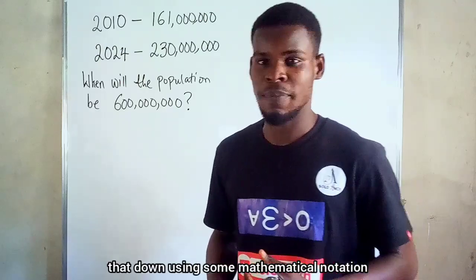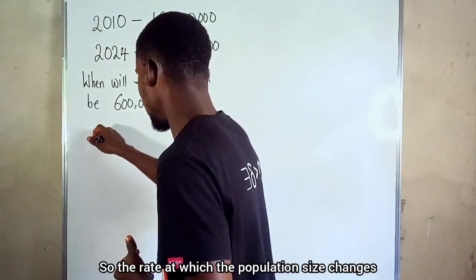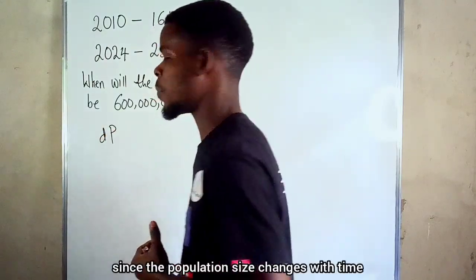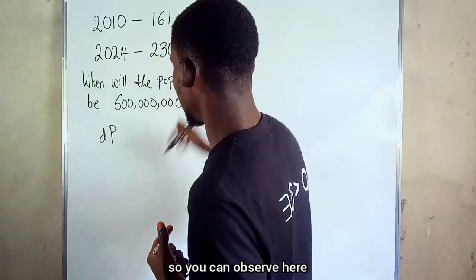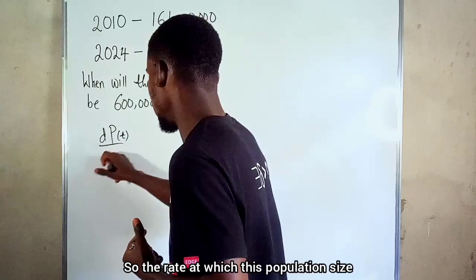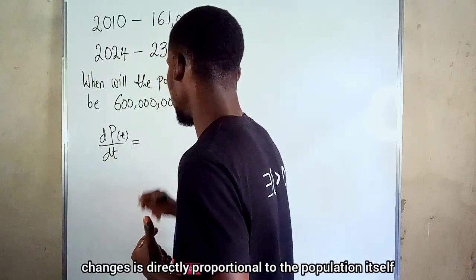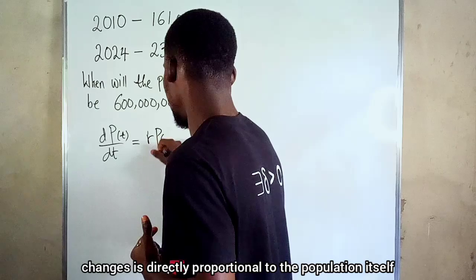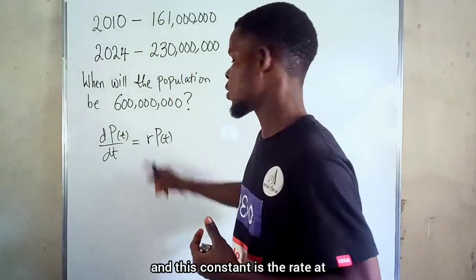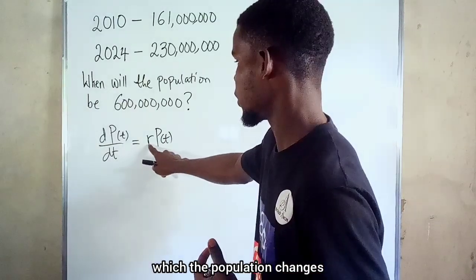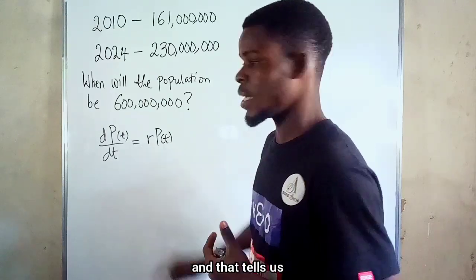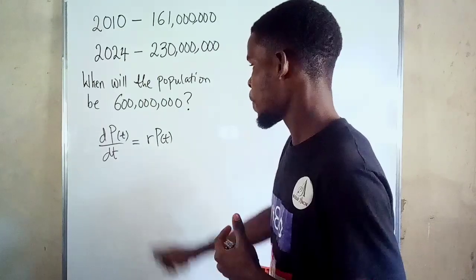We're going to put that down using some mathematical notation. We're going to use P to denote the population, and since the population size changes with time, I'm going to say that this population depends on time, so I'm using little t to denote the time. So the rate at which this population size changes is directly proportional to the population itself. I'm not using the proportionality symbol because I've included a constant, R, which is the rate at which the population changes. As you can see, the population increases, that is to say we have growth, and that tells us that this R has to be positive. We're going to determine that.